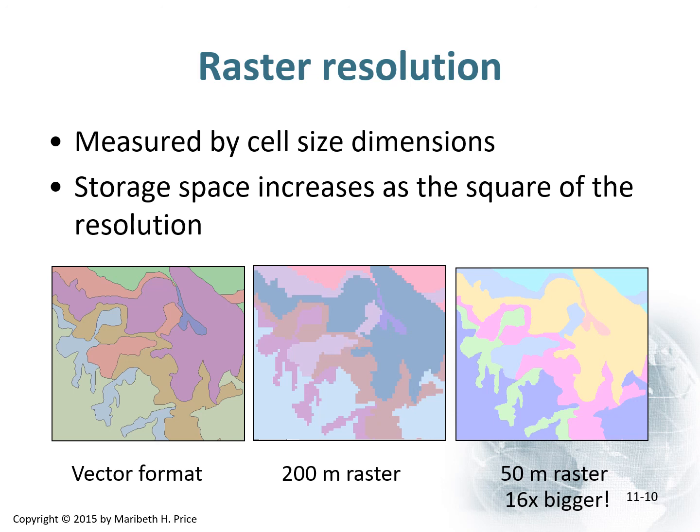So what does this kind of look like? Well, here we have some vector data, and then we have the same data, but in a raster format. With a 200 meter raster, it looks really bad. You go down to a 50 meter raster, it looks a lot better, but to go from a 200 to a 50, that's a 16-fold increase in the size of that data set. And that is a problem.